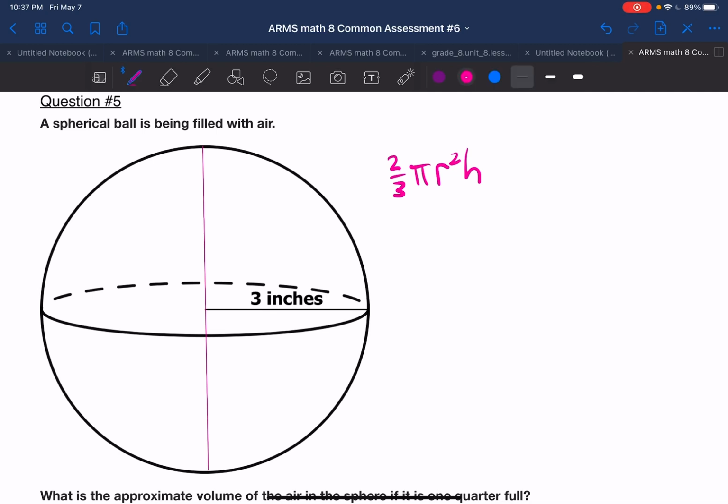And you could use this one too. So you can plug in a number here if you wanted to, right? You can plug in 3 for the radius and 6 for the height. But we have another formula that works as a shortcut. So when you have a sphere, you could also do this.